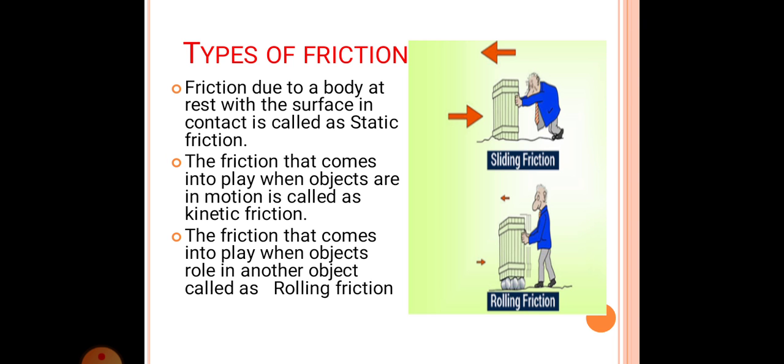The other two frictions are kinetic friction, or sliding friction, and the third one is rolling friction. When one body is in motion over another body, the frictional force present between the surfaces in contact is called kinetic friction. When one body is rolling over another body, the frictional force present between the surfaces in contact is called rolling friction.